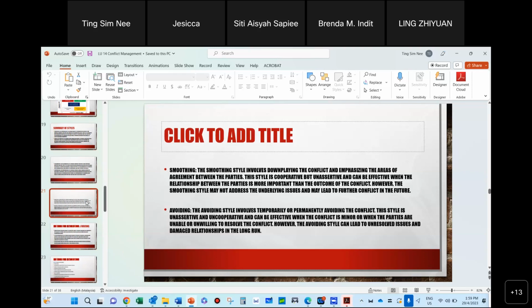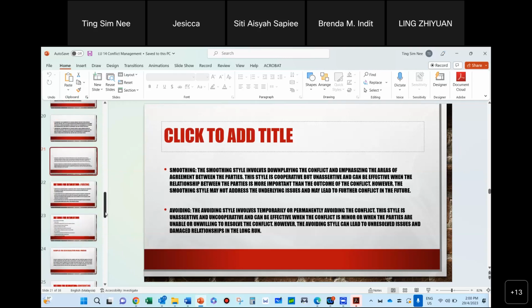Avoiding, like I said, is like you just disappear, you don't want to look at it, you don't want to think about it, you don't want to address it at all. So smoothing and avoiding are the gentle ways. It helps sometimes, and sometimes it doesn't help. It really depends on the situation, okay? I hope OB covers this with you.